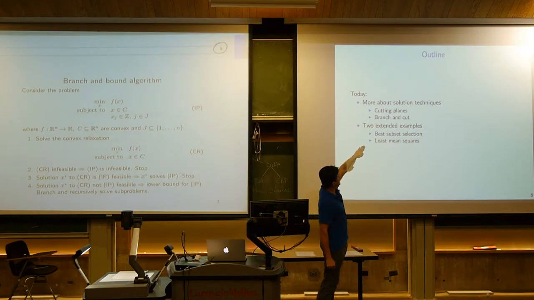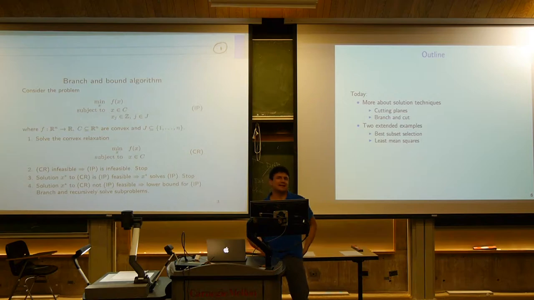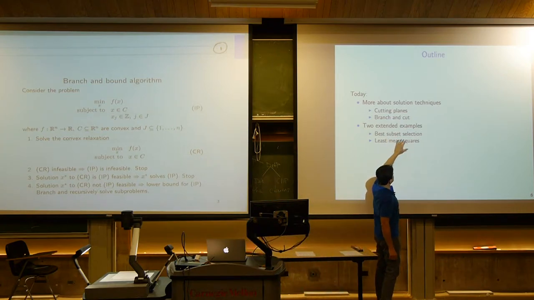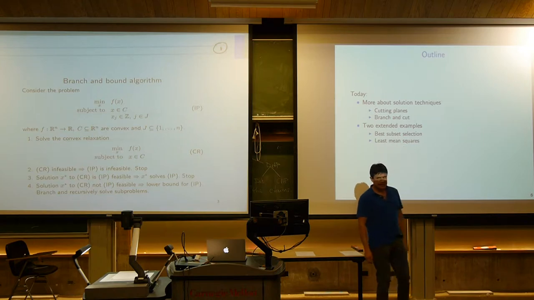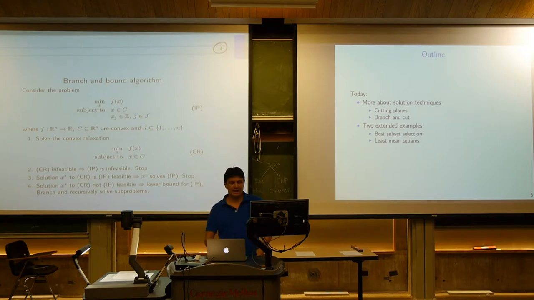Then in the second half of the class, we'll talk about two examples. Given how much material I have, I'll be happy if we can get through the first one, and if we have a bit of slack, then I'll mention the second one. So we'll discuss the best subset selection problem in some detail, and if we have time, a little bit about the second one, least median of squares.